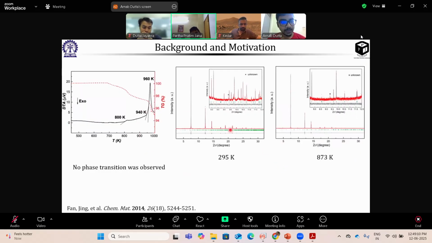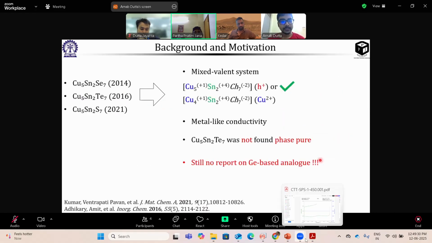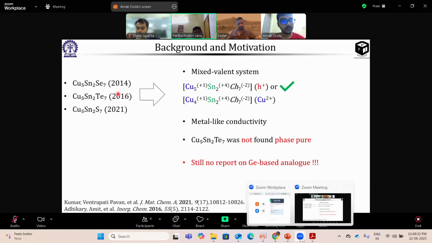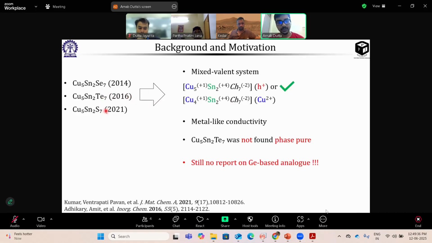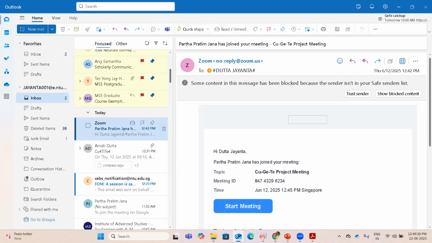Then after that, they have taken the DSC and TGA data, and you can see in this DTA and TGA data that there is no signature of phase transition present. As well, they have taken the powder data at two different temperatures, and also no trace of phase transition is observed. Then after 2014, in 2016 and 2021, the telluride and sulfide derivatives of this compound were also reported.